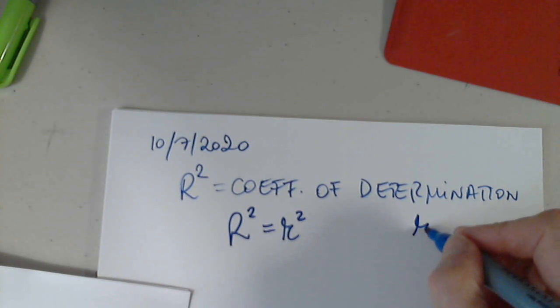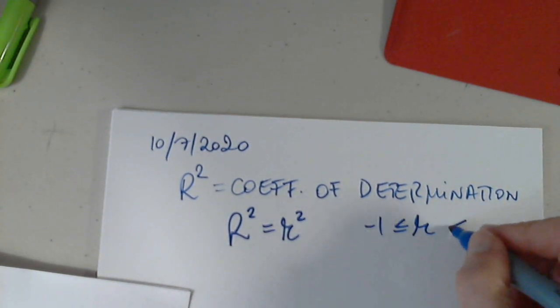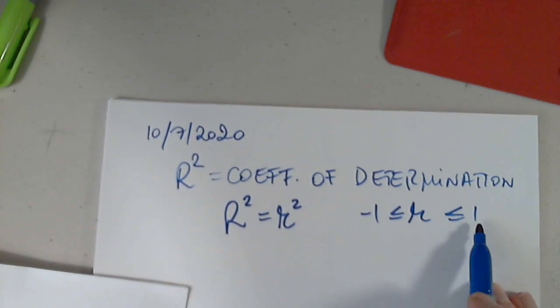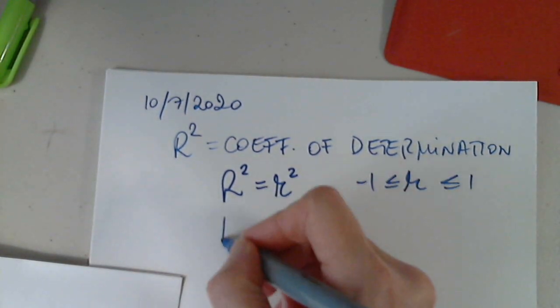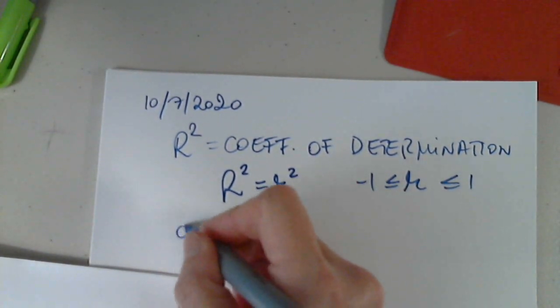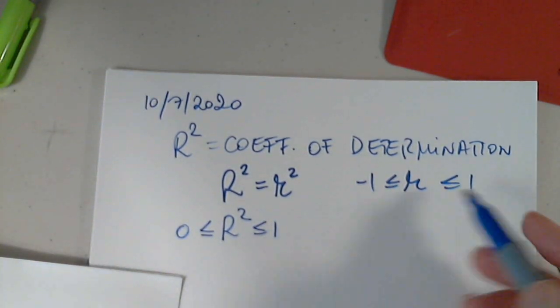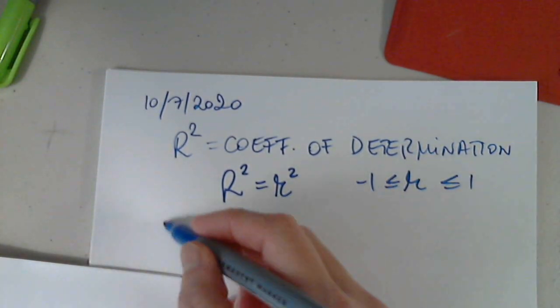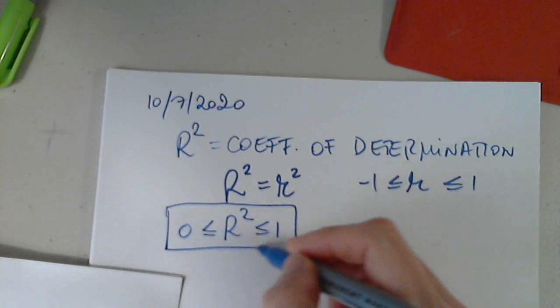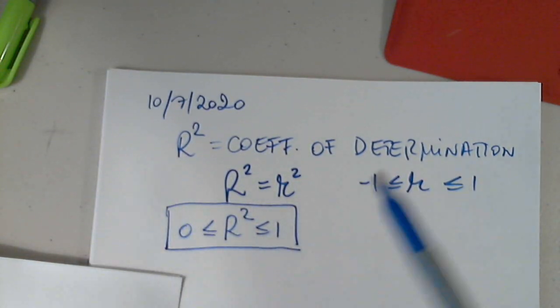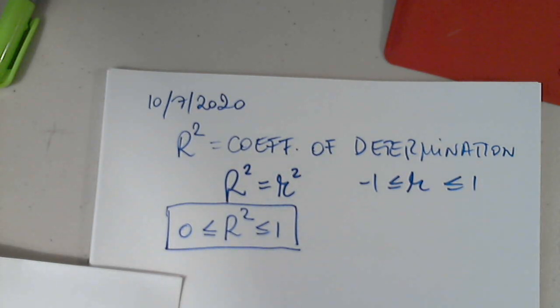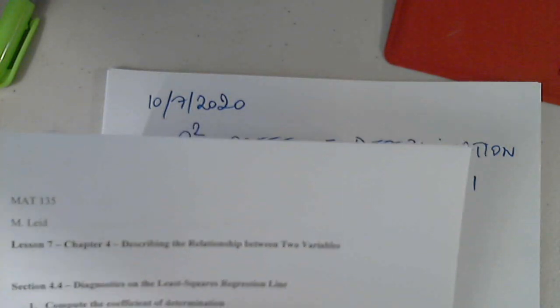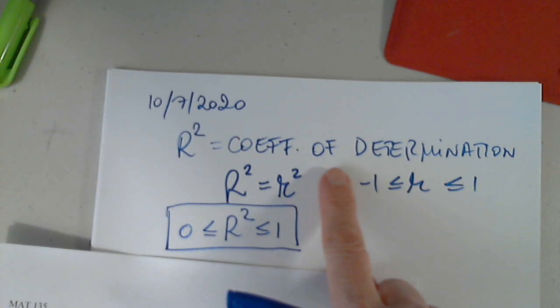If you remember, the correlation coefficient is a number between -1 and 1. When we square any number between -1 and 1, obviously r squared will be between 0 and 1. When we square anything, it's positive. So the determination coefficient is a number between 0 and 1, and the correlation coefficient is a number between -1 and 1.